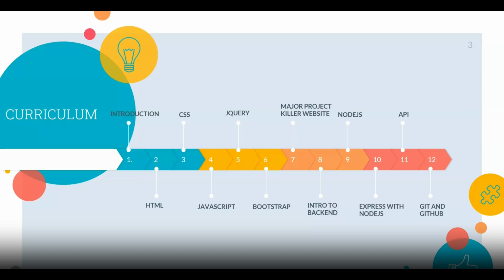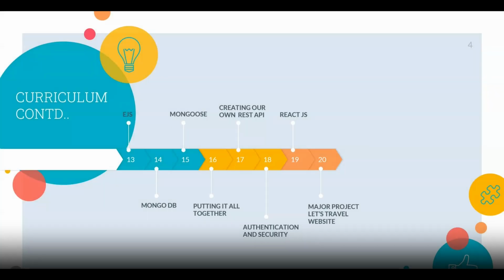After that, we have Git and GitHub. In this section, we will see what is version control in Git and how we can create a public repository and how we can share our source code with our friends or colleagues with the help of GitHub. Next one is EJS. So in this section, we will see what is embedded JavaScript and how we can use this EJS and what are the advantages of using EJS.